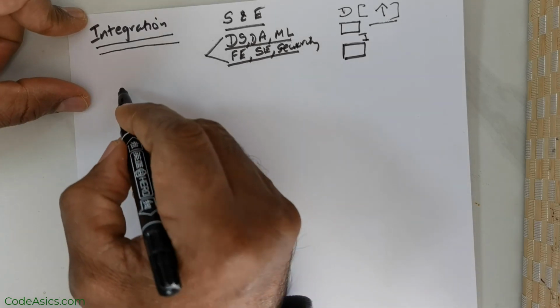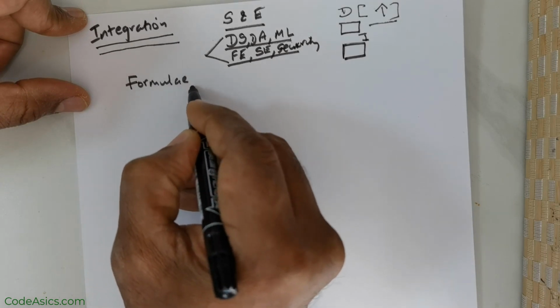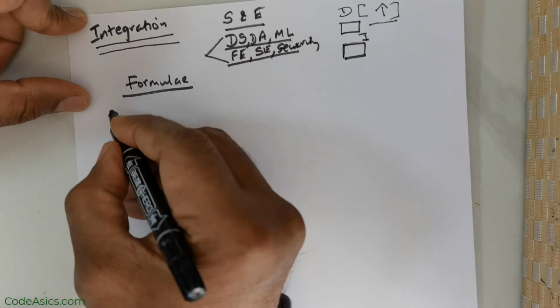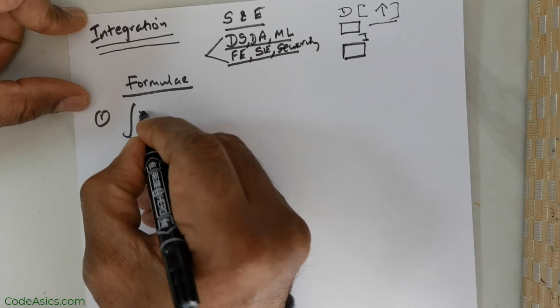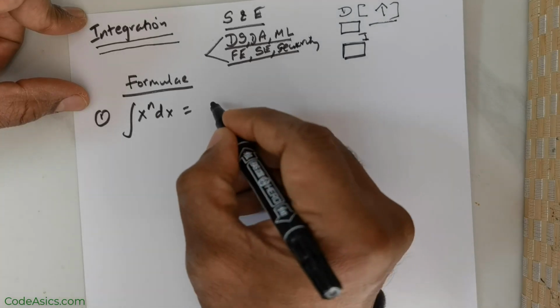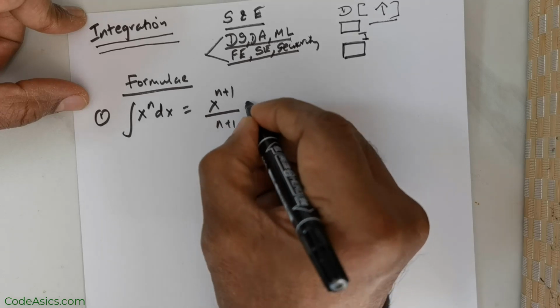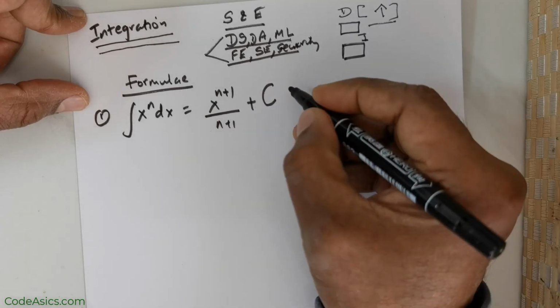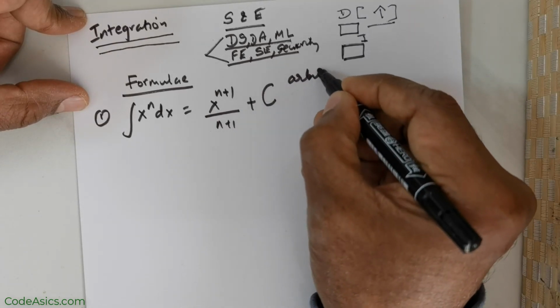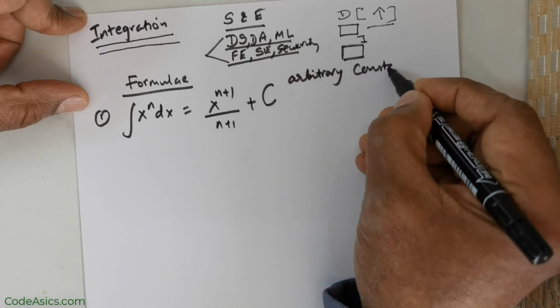So having mentioned that, let me start off by giving the formulae. These are the important formulae that you will have to know. The first one is integral x raised to the power of n dx. This is equal to x raised to the power of n plus 1 divided by n plus 1, plus an arbitrary constant. Now this is called an arbitrary constant.